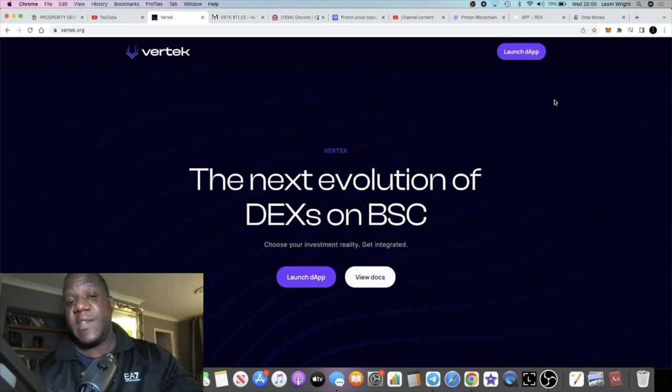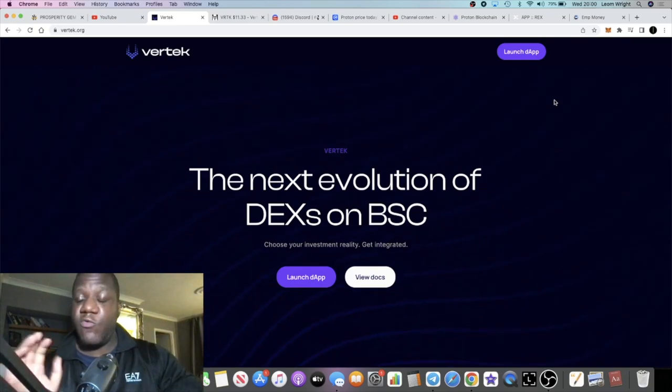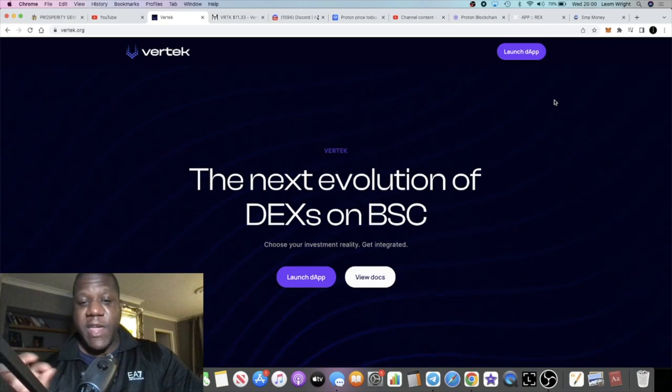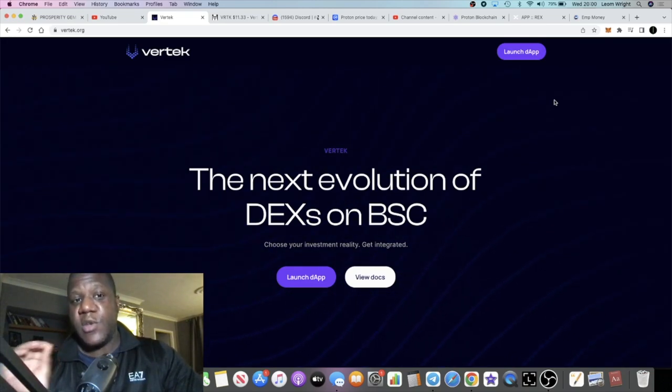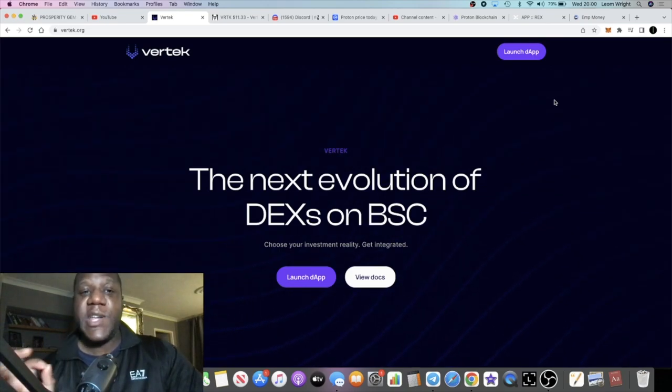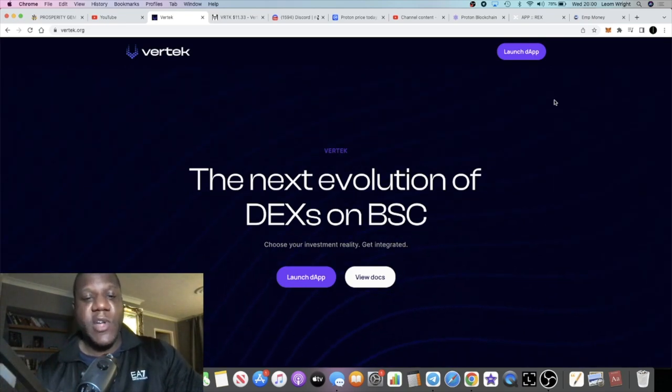So Vertek is basically a reimagined, relaunched version of the Equinox. Renamed, and I think they may have partnered with a new team of developers as well. I'm not sure, don't quote me on that. But Vertek is going to be an improved version of the Equinox.